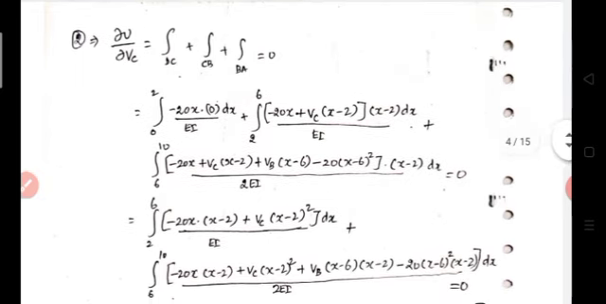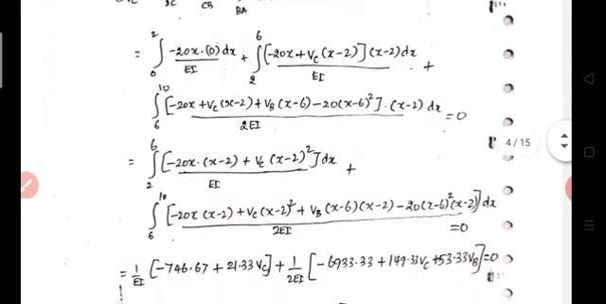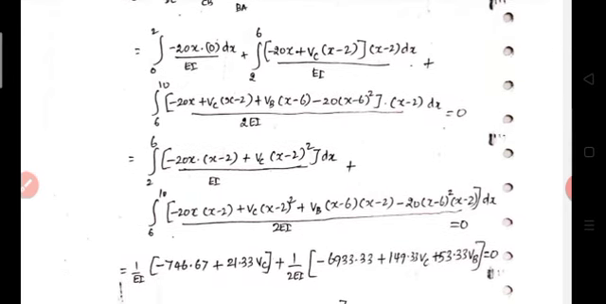Then for the BA portion, limit 6 to 10, moment Mx is equal to minus 20x plus VC(x minus 2) plus VB(x minus 6) minus 20(x minus 6) square. Okay, ∂Mx/∂VC is equal to x minus 2. Then the moment of inertia of this portion is 2I, so therefore the denominator will be 2EI. So finally this term is equal to 0. Then finally you may integrate it. Okay, expand the terms and integrate it.